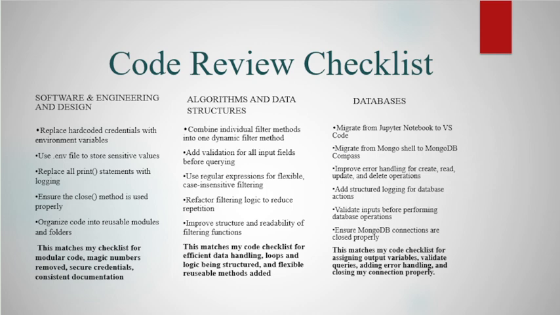So again, according to the code review checklist for my software engineering and design, I will be replacing hard-coded credentials with environment variables, using an environment file to store sensitive values, replacing all print statements with logging, ensuring the close method is used properly, and organizing code into reusable modules and folders. This will match with my checklist for modular code, magic numbers removed, secure credentials, and consistent documentation.